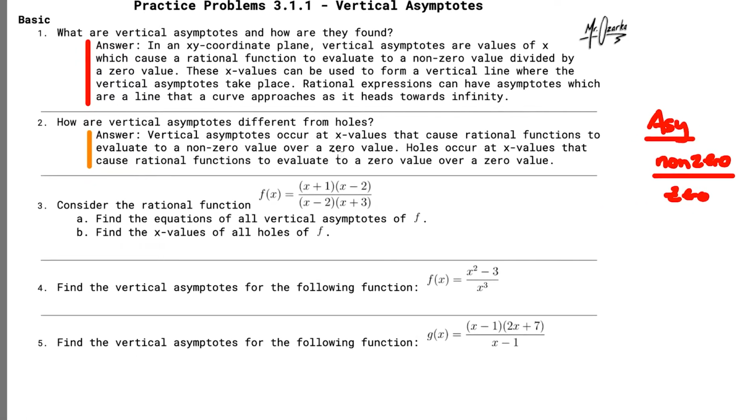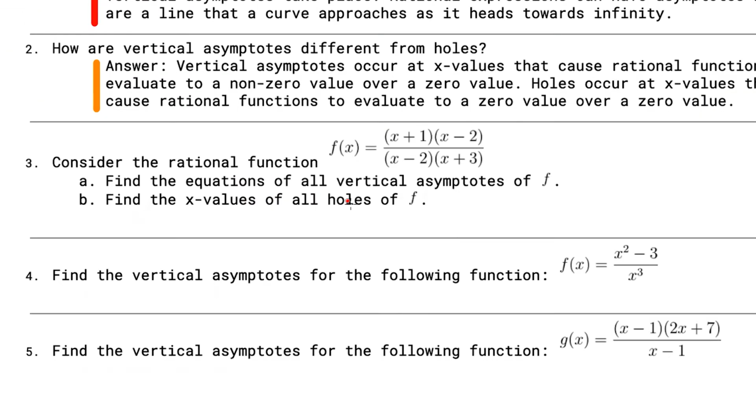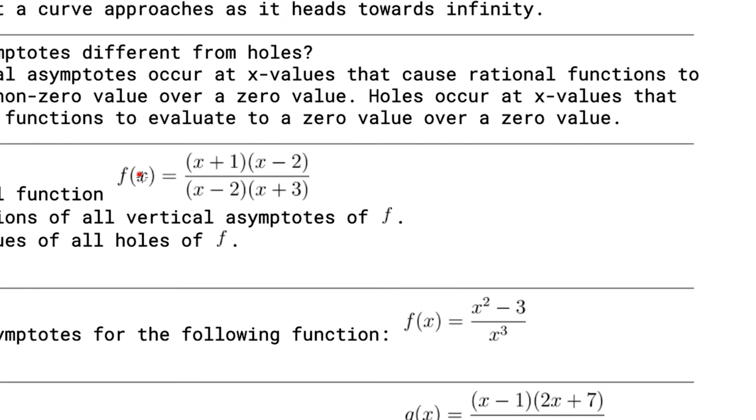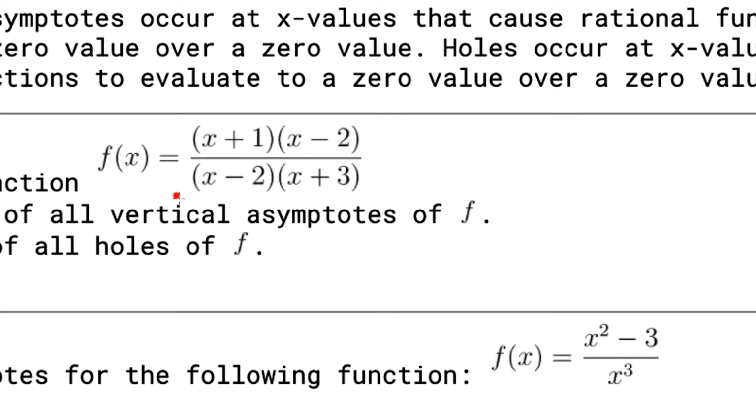All right, number 3, it says consider the rational function f of x. So for part A, it says find the equations of all vertical asymptotes of f, and those are those x values, as I just said, where if you plug them into f of x, it would evaluate to a non-zero over 0. Okay, so you need 0 on the bottom, so the 2 likely choices for this would be where either of these are equal to 0.